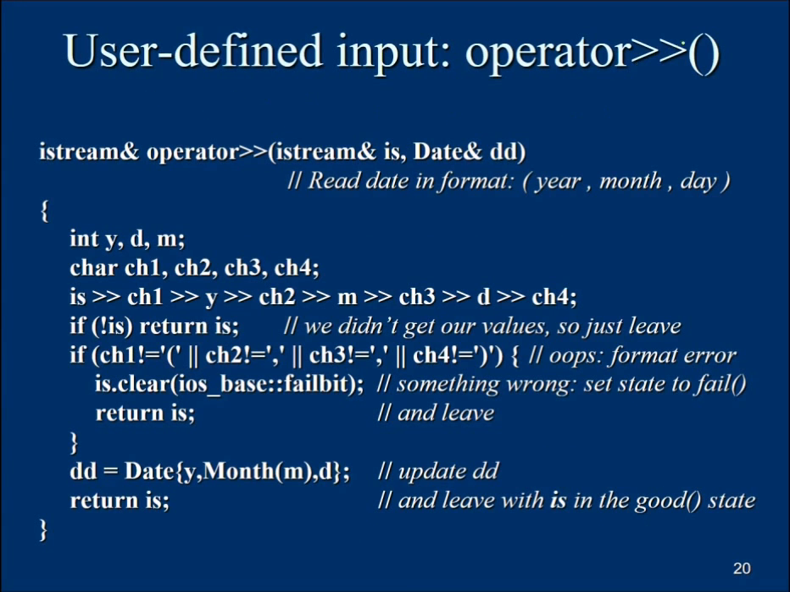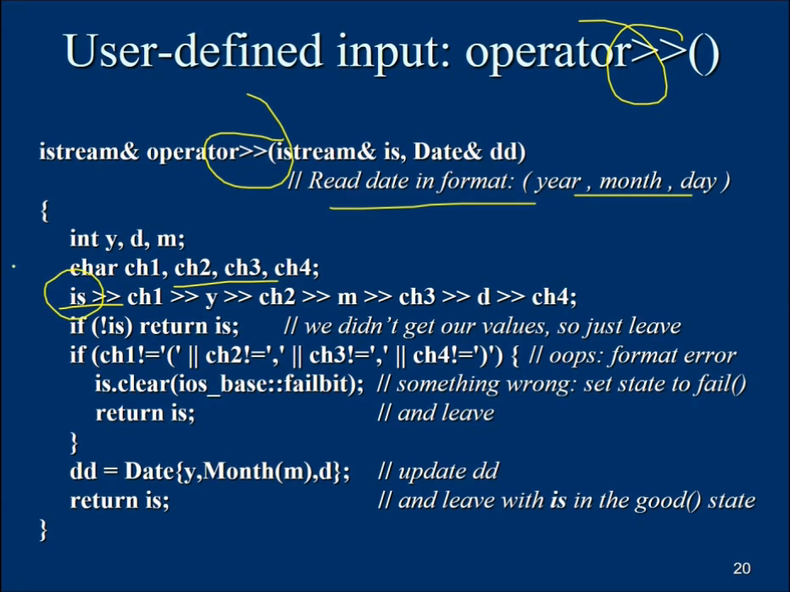So we have this user defined input operator also, and what we can do with this operator is read a date into a format like year, month, day. We can expect certain characters from this input, and if it is not so, we return that we are not getting this value. Or we can check for the format error. We already know how to set the state to fail and leave, and if everything remains the same, then we update the date and return and leave with the good state.